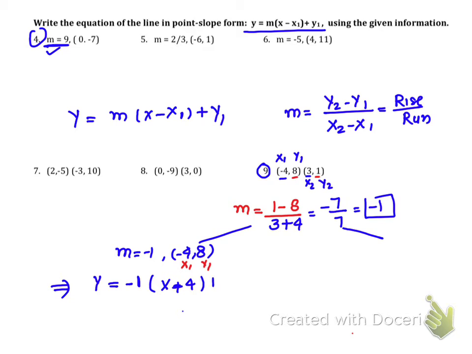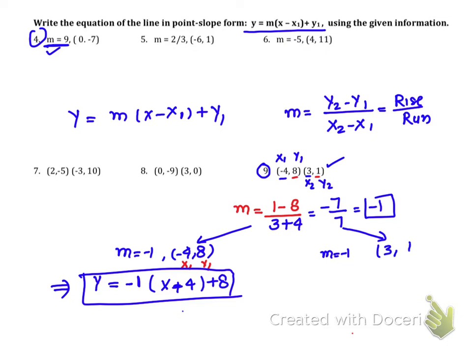So, and y1 is what? 8. That's the answer if I'm picking the first point. What if I'm not picking the first point, I'm picking the other one. I'm taking m is negative 1 and I'm taking this point, the second one. If my other point is 3 comma 1, so in this case I assume this to be x1, this is y1. My equation is y equal to negative 1, that's m.